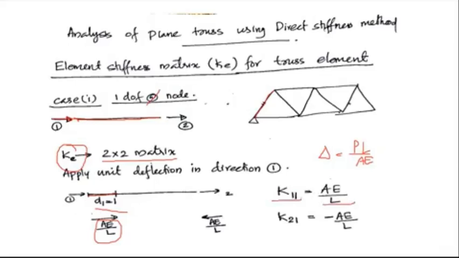So it is plus AE by L in the direction of application of the displacement itself, in the direction of coordinate 1 itself. Here the force will be in the opposite direction, AE by L, opposite to direction 2. So it is minus AE by L, K21. This is the force induced in direction 2 due to unit displacement in direction 1.